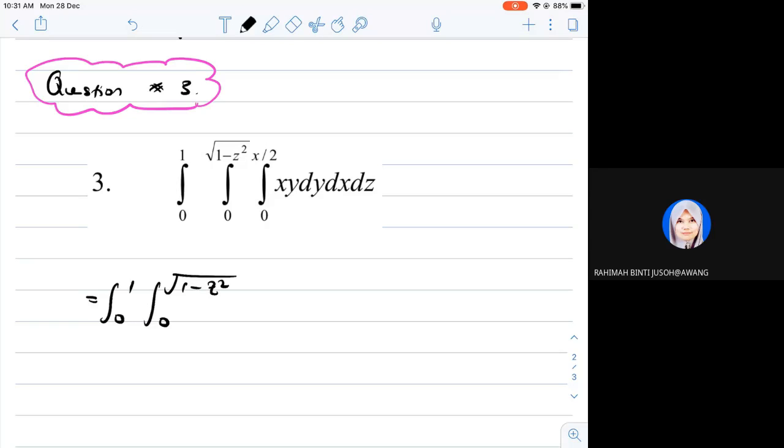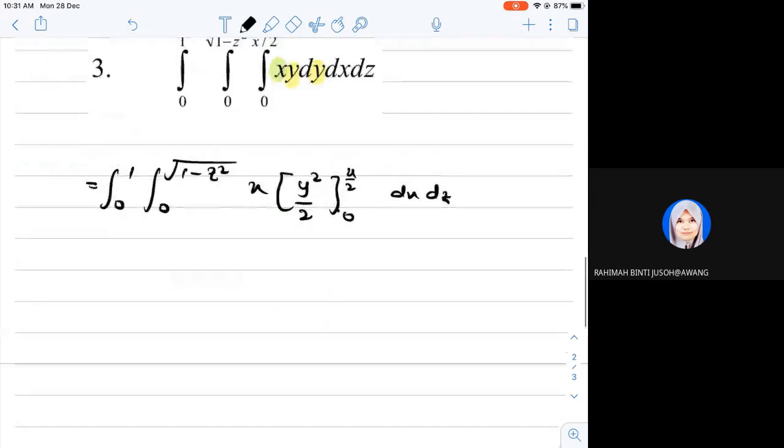Now we are integrating with respect to y. Therefore, x is just a constant, so we can take out x. Integrate y with respect to y, we will have y squared over 2. So we substitute x over 2 and 0. So we have dx dz.